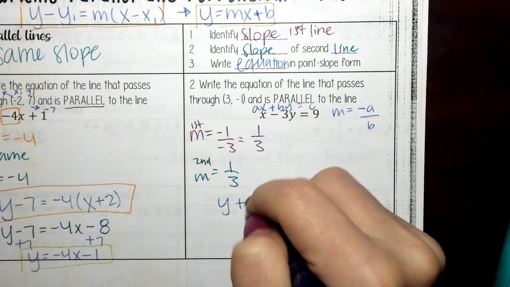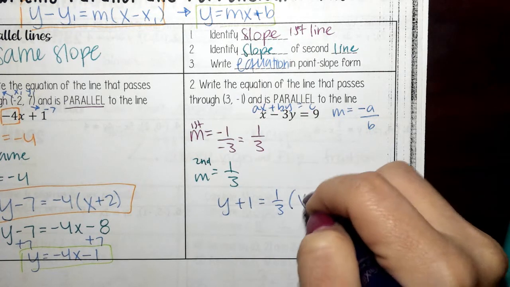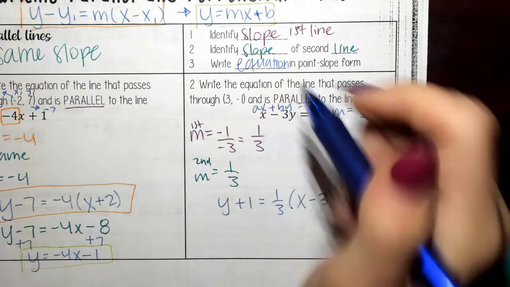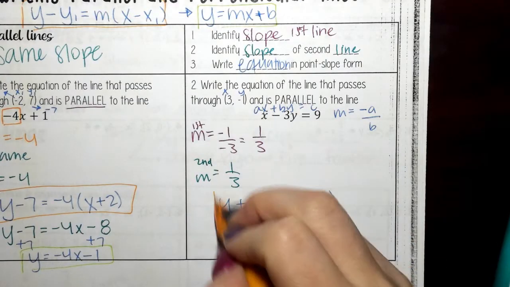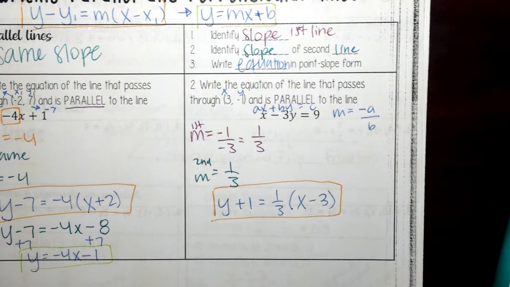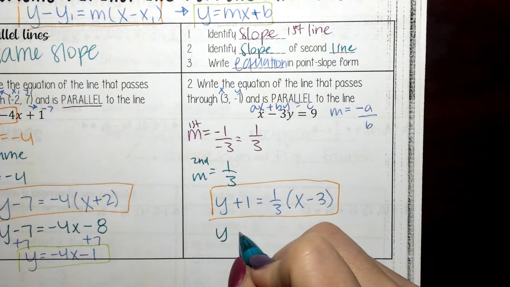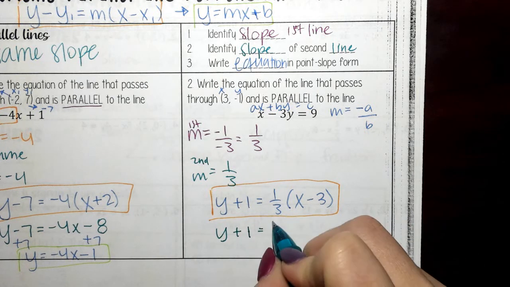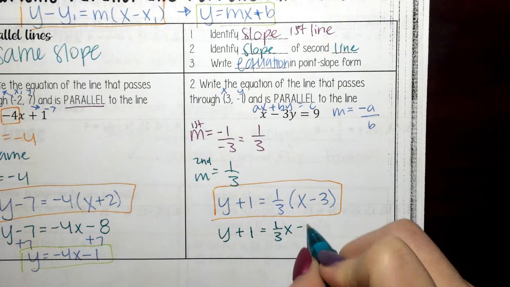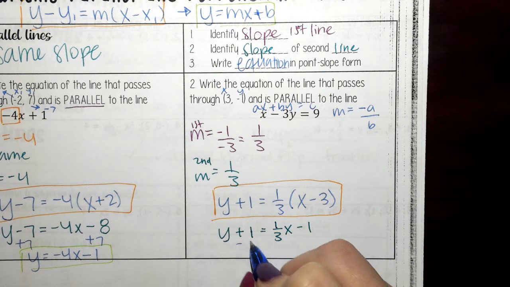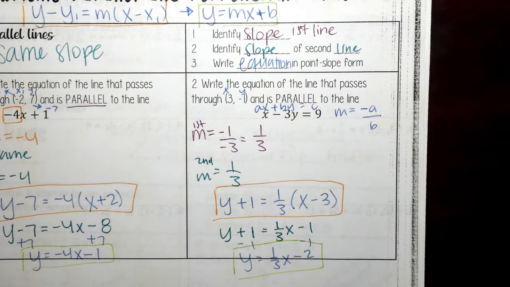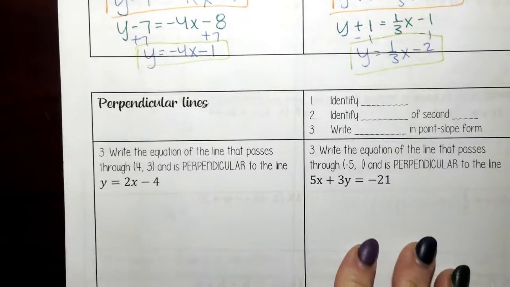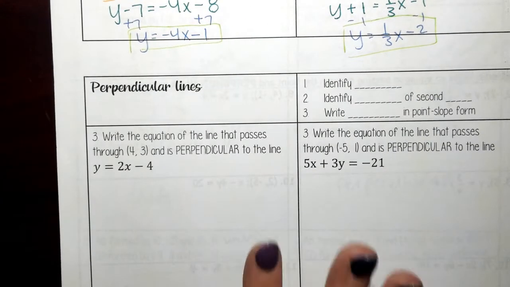So we've got y plus 1 equals 1/3 times x minus 3 using that point, changing the signs of x and y. If asked for point slope form, that is it. If asked for slope intercept form, we have to solve for y. So y equals 1/3 x minus 2. Alright, so same process, same thing for perpendicular lines.